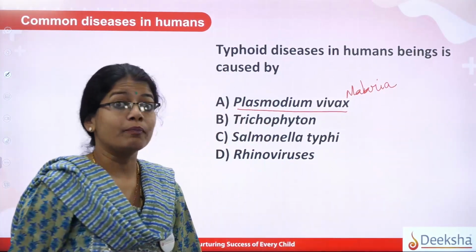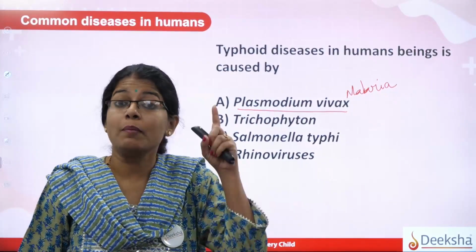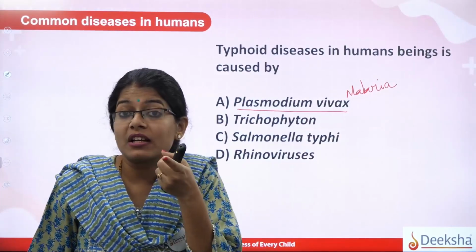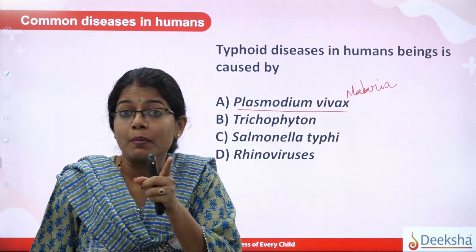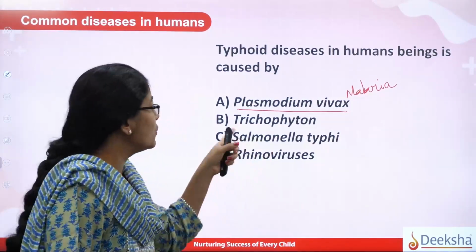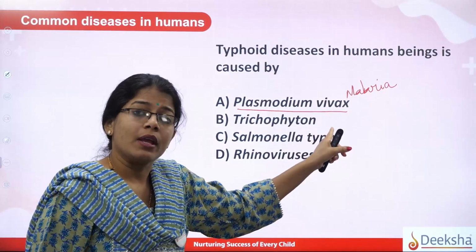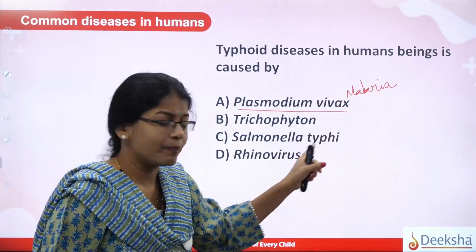It's a protozoan, correct? It's a protozoan, kingdom Protista. You had studied it in the first PUC, I think in the biological classification chapter. There you had studied kingdom Protista, and that is the first example we are taking. Plasmodium vivax is an organism which actually causes malaria.